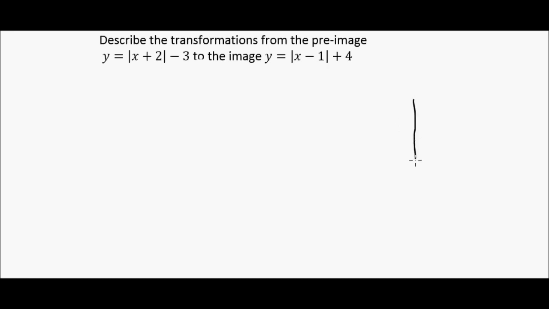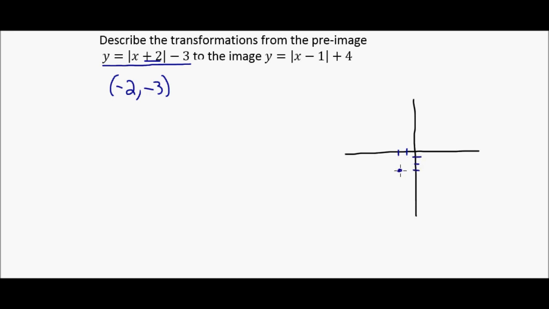So let me go ahead and get the plane again. And I'm going to graph the pre-image y equals absolute value of x plus 2, minus 3, the vertex of which is, of course, negative 2, comma, negative 3. Remember, we flip the sign of what's inside here. If you treat this like the number positive 2, then this becomes negative 2. And if you treat this like the number negative 3, it stays negative 3 out here. So the vertex is left 2, down 1, 2, 3.